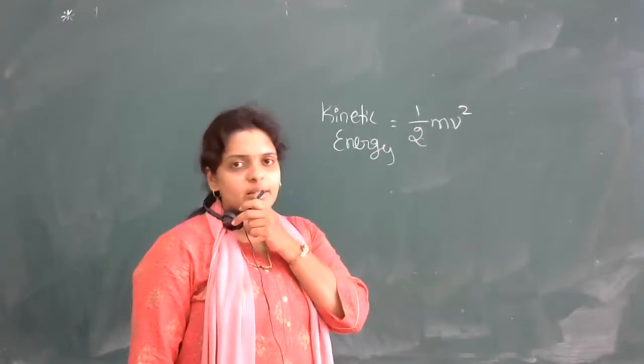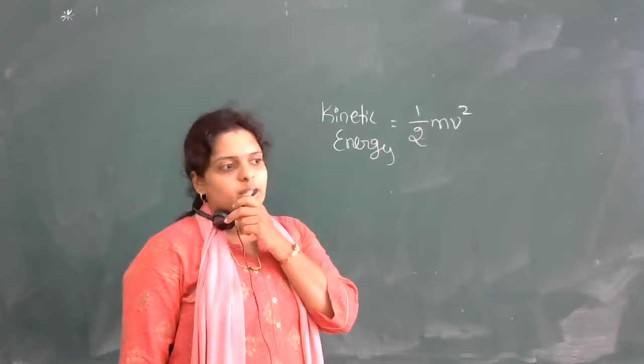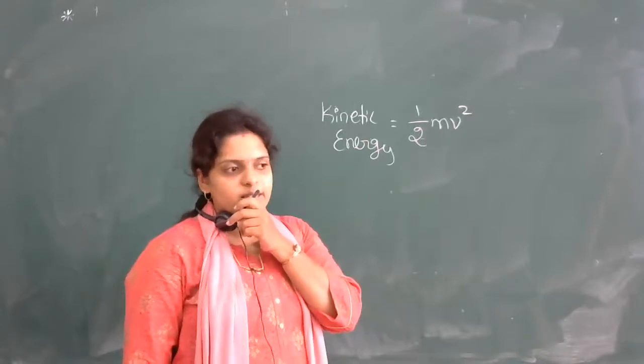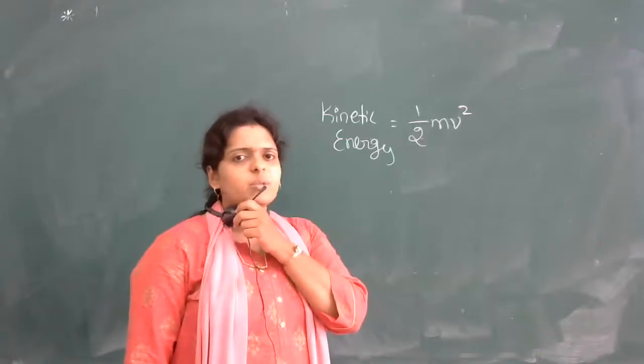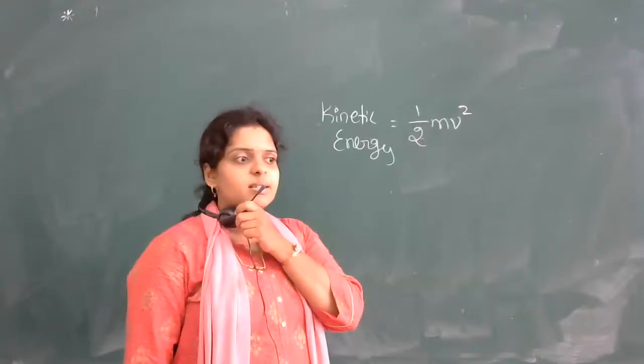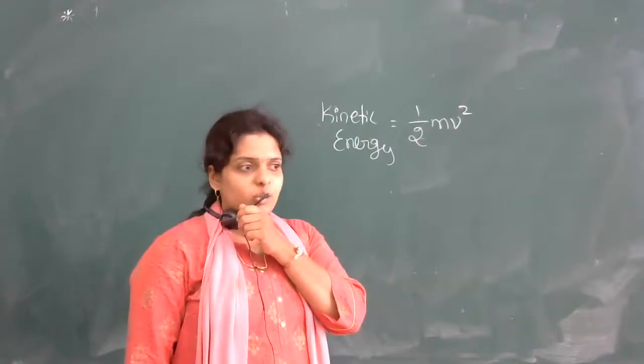What is kinetic energy? It is the energy associated with a body when it is in motion. Energy associated with a body when it is in motion is known as kinetic energy. So what is the expression for kinetic energy? It is half mv square. Okay, so let us write the dimensional formula for this.